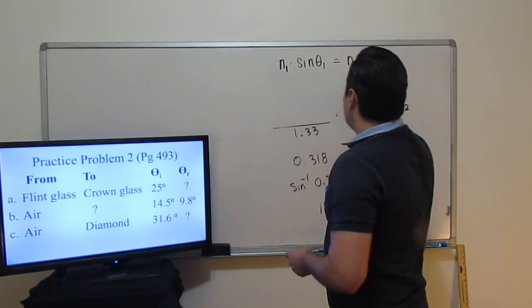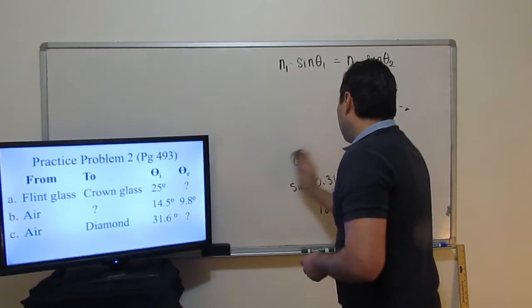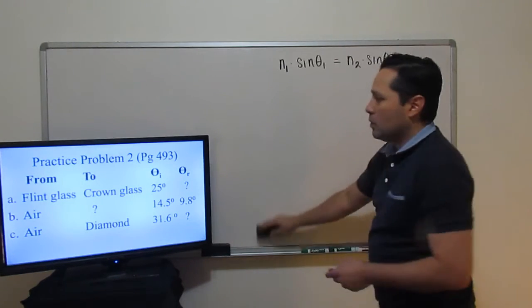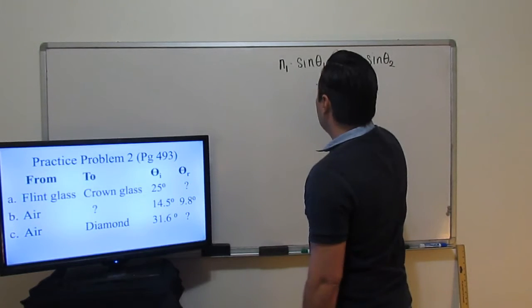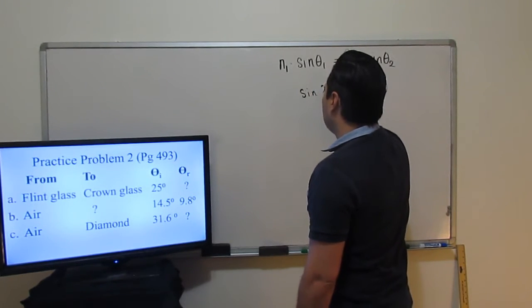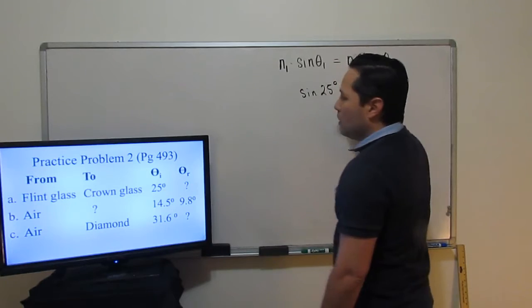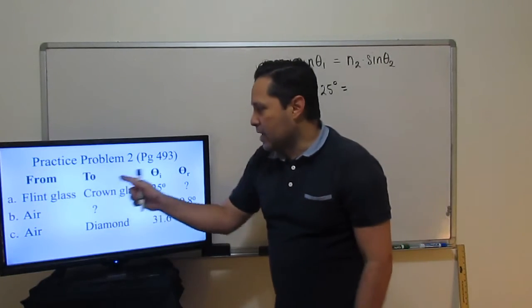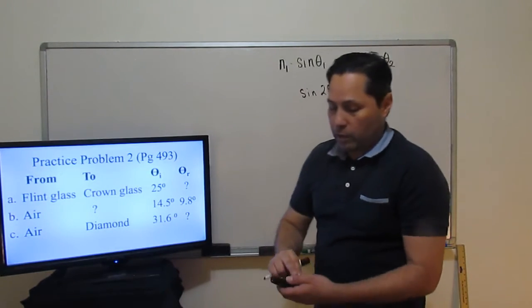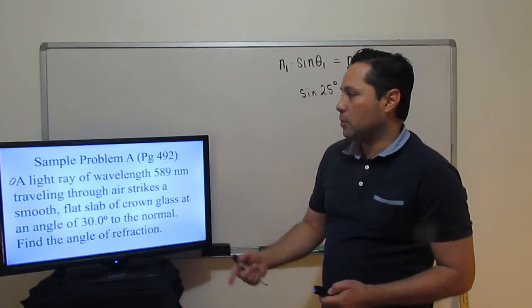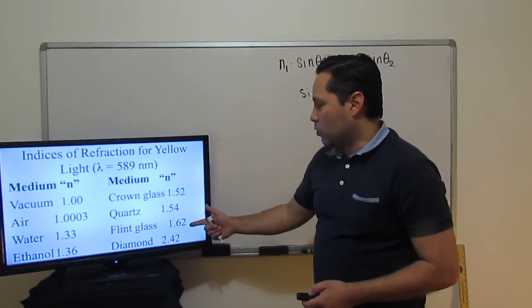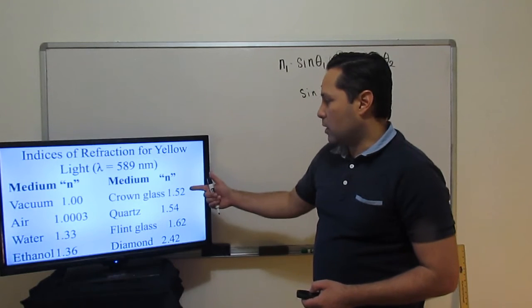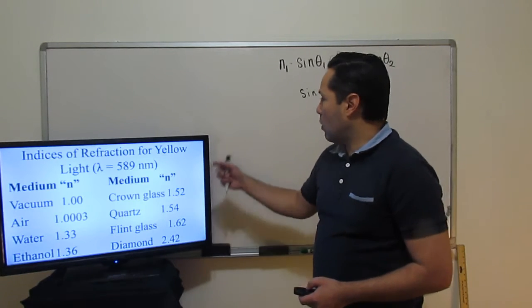A is similar to the two previous problems we've done. Our angle of incidence coming in is 25, so I put sine of 25 degrees. But we're going from flint glass to crown glass. Let's take a look at the table for their values. Flint glass is 1.62, crown glass is 1.52.